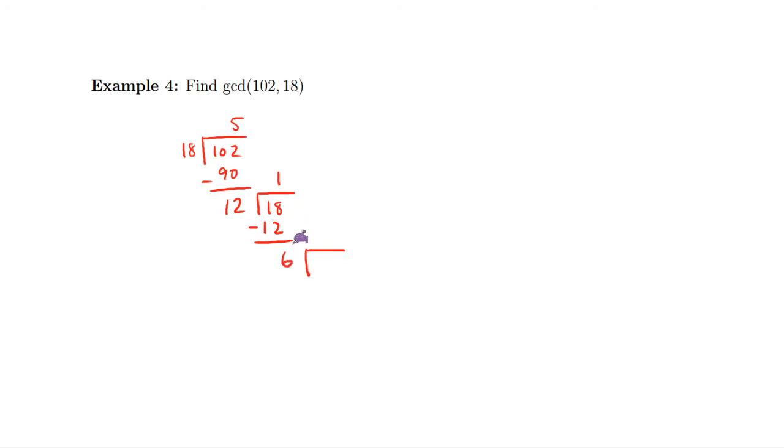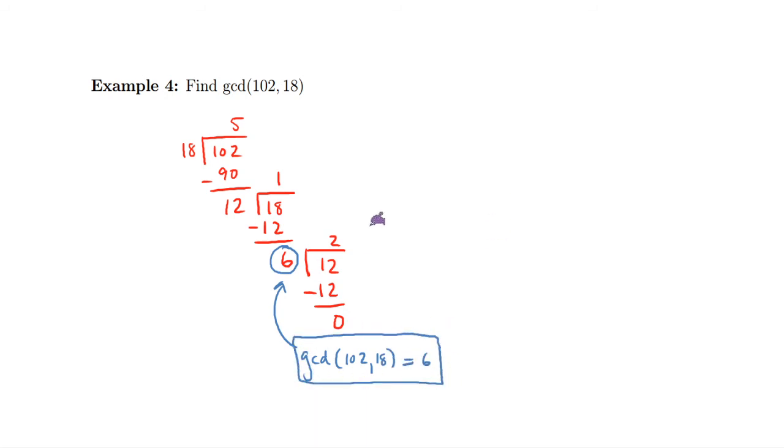And then now I'm going to divide 6 by the previous thing I was dividing by. Right, now this will go in evenly. Okay, and then the GCD will be this. You could say it's the second to last remainder or the last non-zero remainder. So this is the GCD. So the GCD of 102 and 18 is 6. Okay, so it's a pretty nifty process. You just really have to do long division. It's highly efficient as well. Okay, let's do another one.